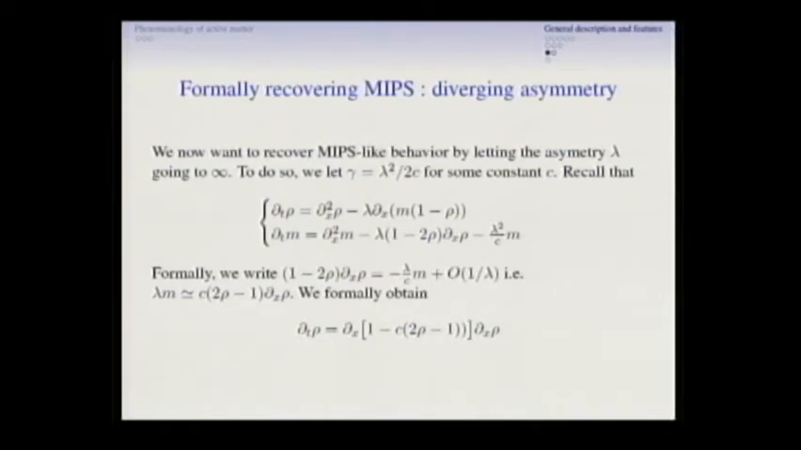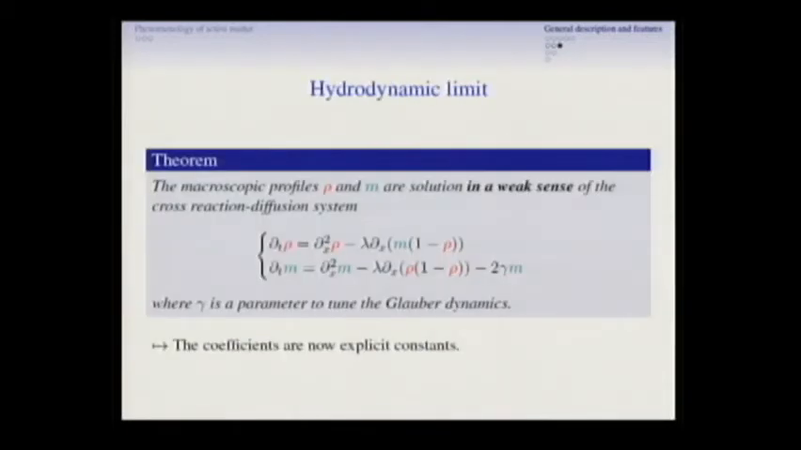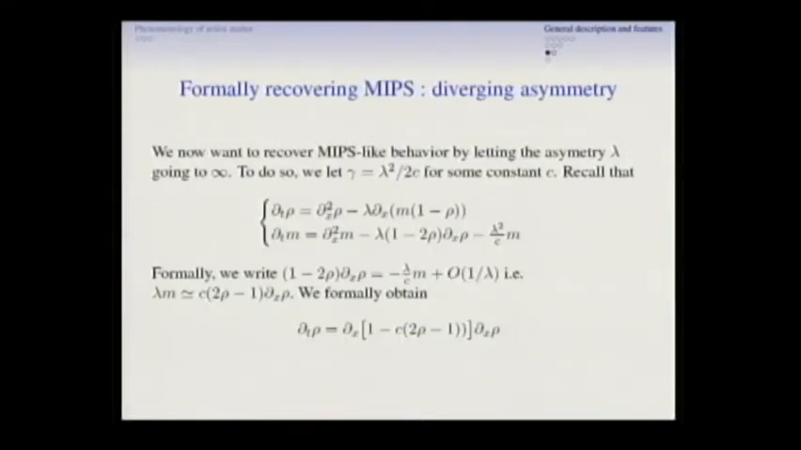Now we want to try to recover some MIPS-like behavior by letting the asymmetry go to infinity, so by letting our particles have a more and more important drive in a specific direction. To do so, we're going to have to also scale the realignment part. So here I put a factor gamma, which is a little bit of a cheat, but it's sufficient to accelerate by gamma the corresponding part of the dynamics. And I'm going to assume that gamma scales like lambda squared over 2c, where c is some positive constant, and lambda was the strength of the asymmetry.